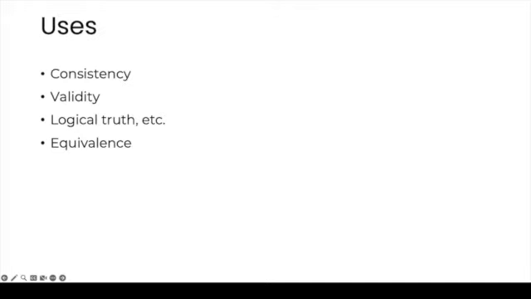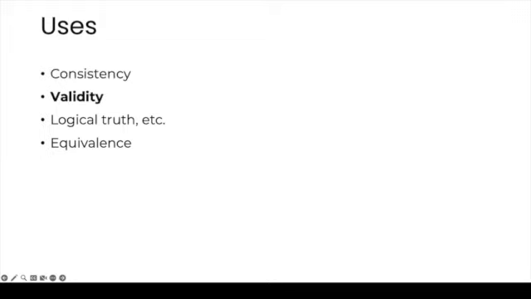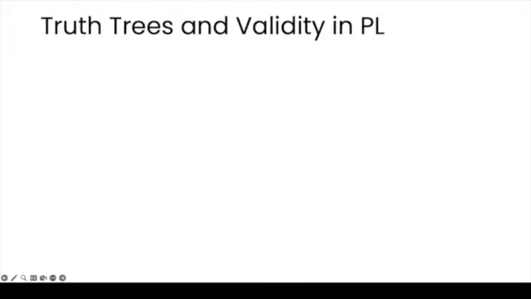Now, if you remember, we used truth trees in sentential logic not only for testing consistency, but also for testing for validity, logical truth, and equivalence. In this video, we'll focus on validity. The way in which we use truth trees to test for validity in predicate logic is exactly the same as in sentential logic. Recall that a valid argument has no counterexamples.